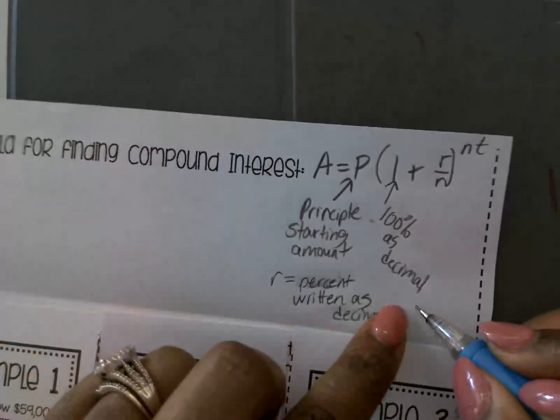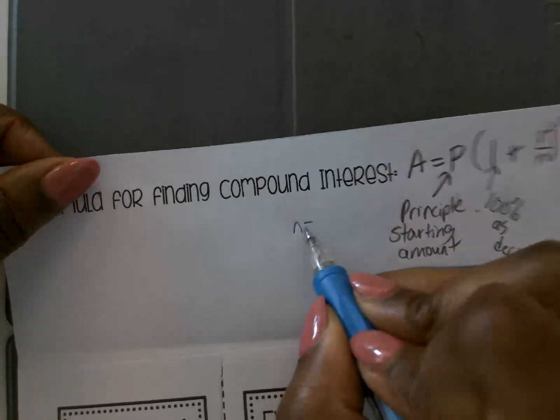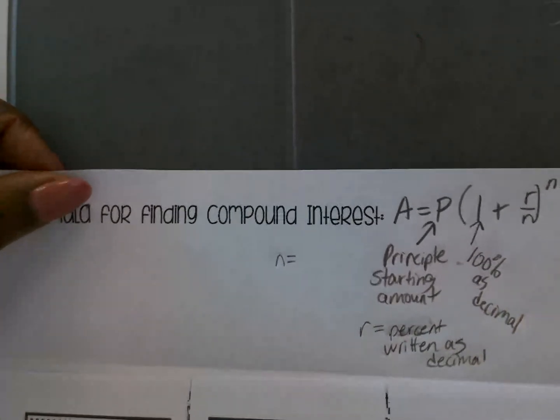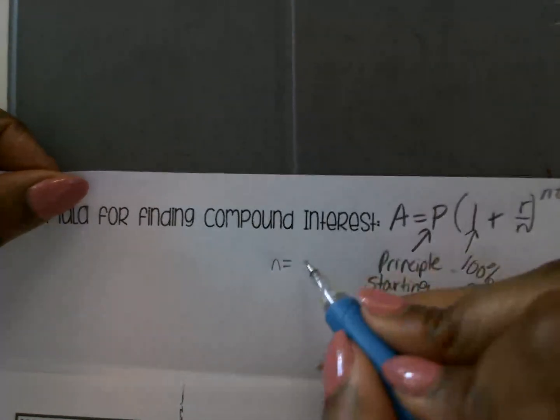Okay, the N. I ran out of space. I can't squeeze that over there. I'm sorry. The N is how many times interest is being charged in a year.